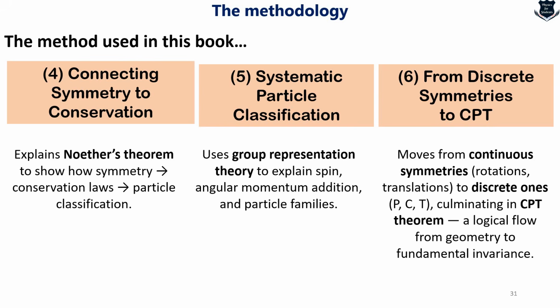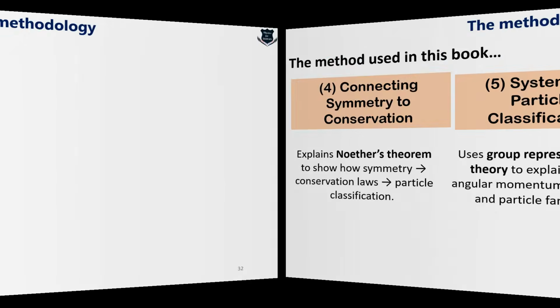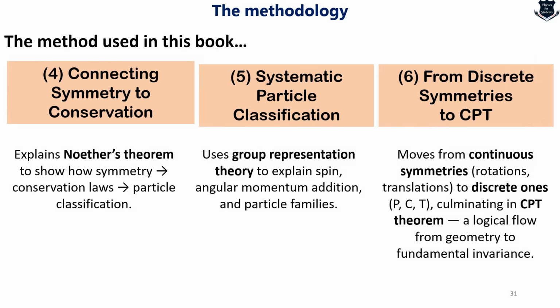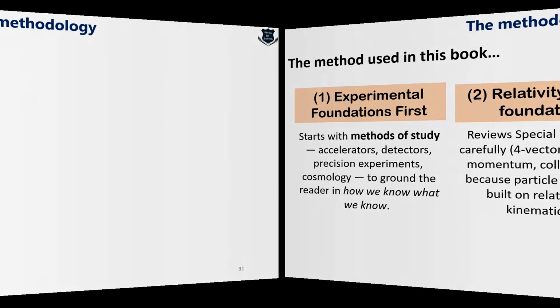And then it moves into what is called from discrete symmetries to CPT. I hope you all understand what is the full form of CPT. If you want, you can put it in the comment box of this video: what do you mean by CPT? And then the book bridges theory with experiments. So here you can see the theory is already over here, right?